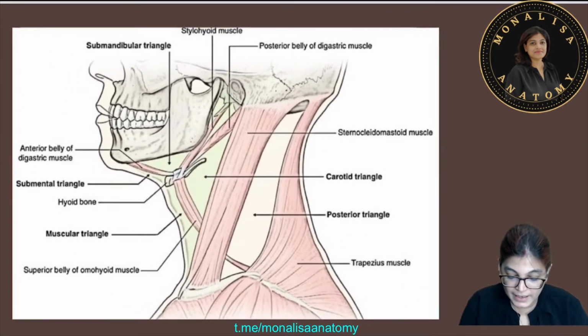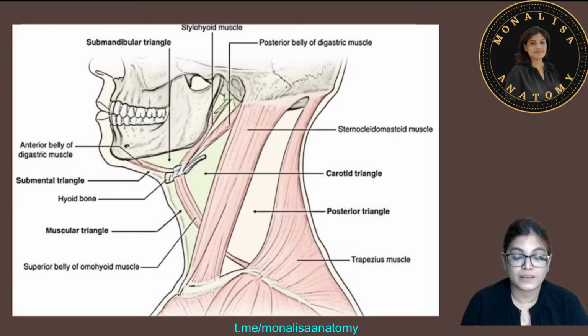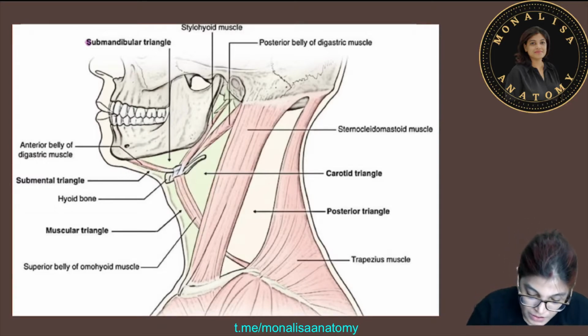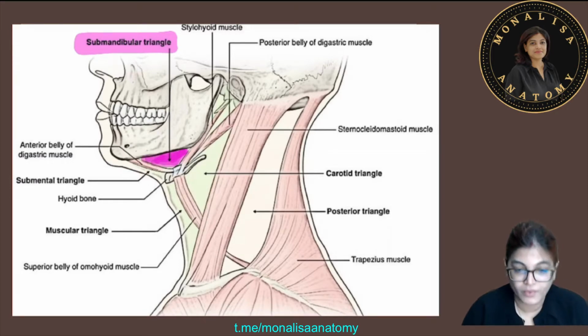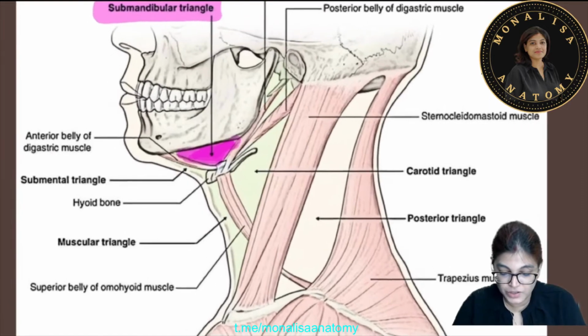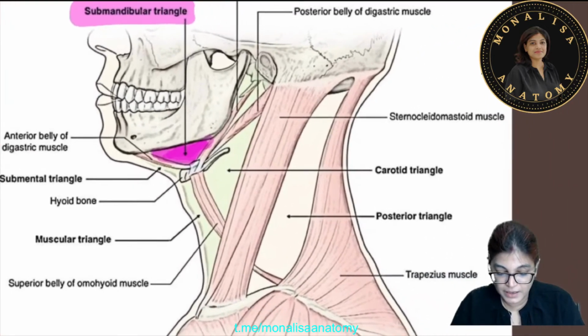So in this diagram, let me just highlight the submandibular triangle. The other name of digastric triangle is submandibular triangle. So this is the submandibular triangle which is highlighted here, and let me just highlight it with pink color. Now the area which I have highlighted is the digastric triangle. Let me just highlight this image also.